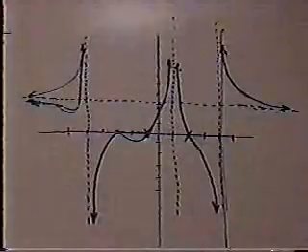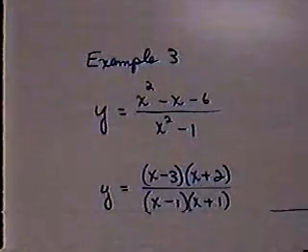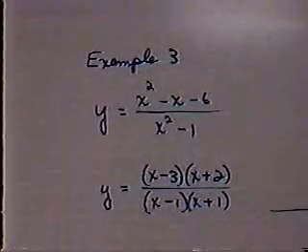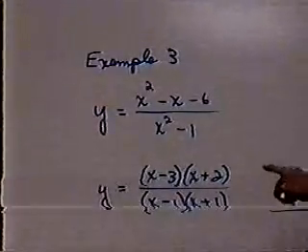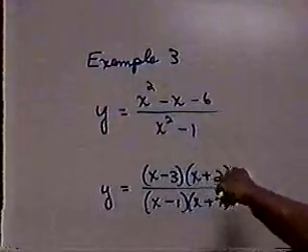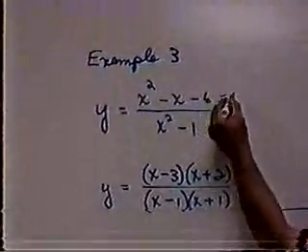All right, now let's look at example 3. It's not as complicated, no big numbers, but it still goes through the same rule. So let's look at example 3. It says y is equal to x squared minus 6 over x squared minus 1. So what we do, step 1, set this equal to 0 and solve.